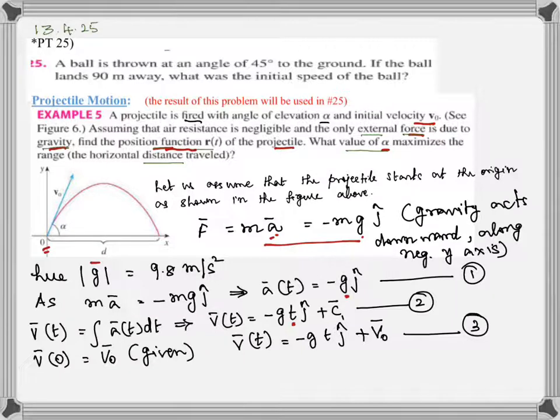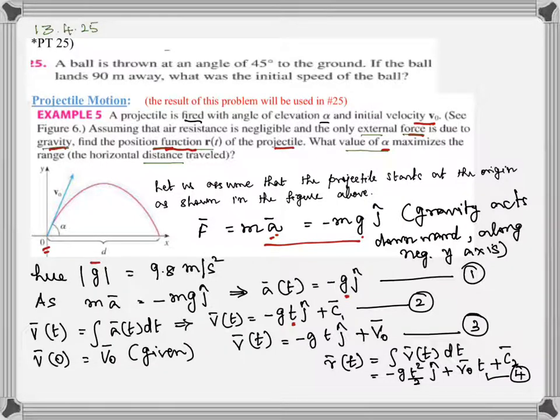And again we will integrate this in order to get the position function, which is the integral of v of t dt, which will be the integral of negative gtj plus v0. So if we integrate that, we get negative gt squared over 2 j plus v0 t plus again another constant of integration. We'll call it c2 vector. The constant of integration cannot be just a constant. Here it is a constant vector.